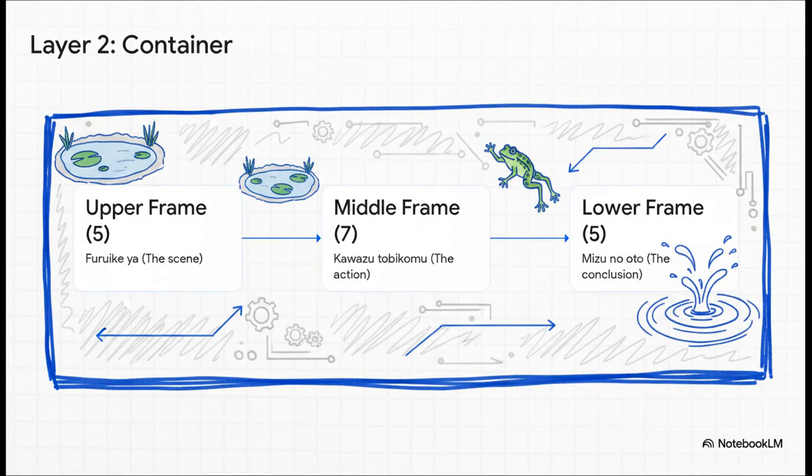Now we zoom in to layer 2, the container. That famous 575 syllable structure. It's not just some arbitrary rule. It's the actual architecture of the poem. The first 5 syllables perfectly set the scene: The old pond. The next 7 give us the one singular action: A frog jumps in. And the final 5 deliver the lingering result: The sound of water. Each line is a container holding one piece of the story.